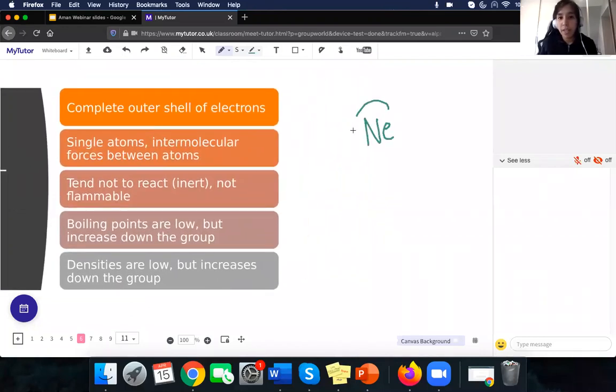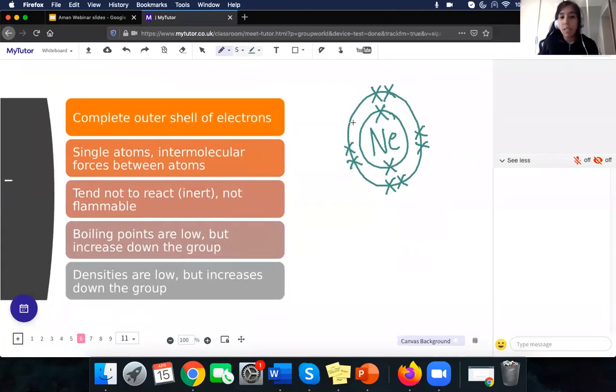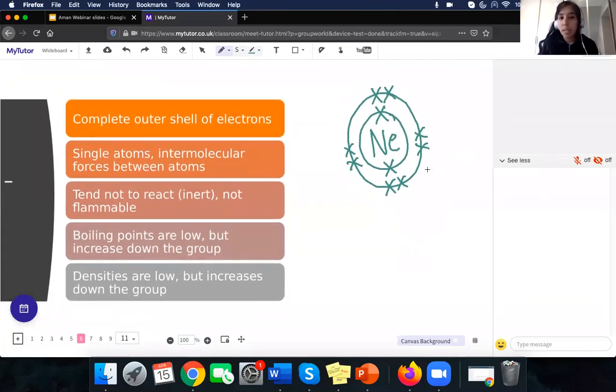So if it has 10 electrons, 2 in the first shell, remember the maximum capacity of the first shell is 2, and 8 in the second shell, and remember the maximum capacity of the second shell is 8. So 2 plus 8 is 10. That's the electron configuration of neon. And what we can see is that its second shell is complete. That means it has a full outer shell of electrons, and all the noble gases have a complete outer shell of electrons, and most of their properties stem from that.